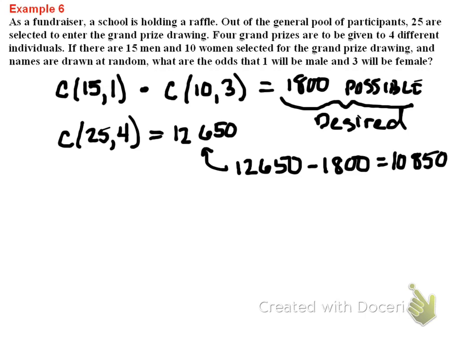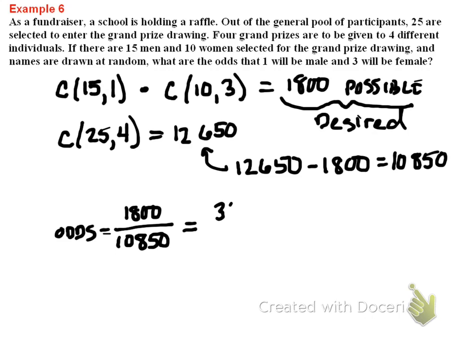So the odds here would be equal to 1,800 compared to 10,850. That simplifies to 36 versus 217 that I don't want, which is close to 1 versus 6. There you go.